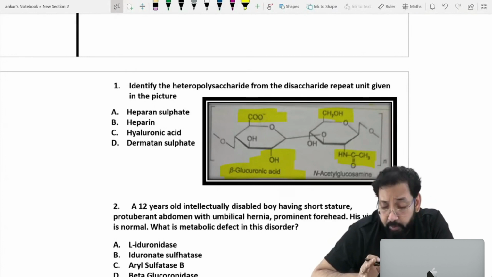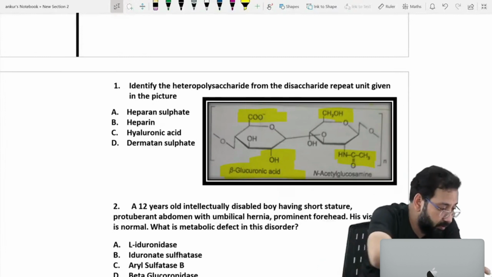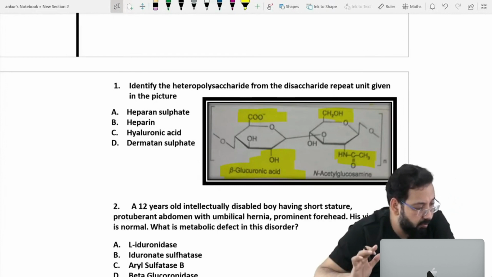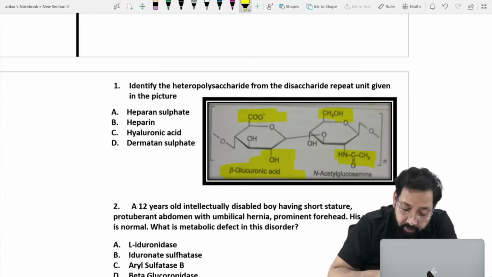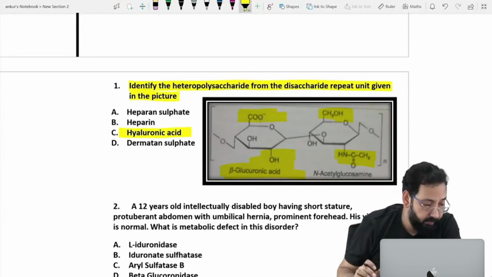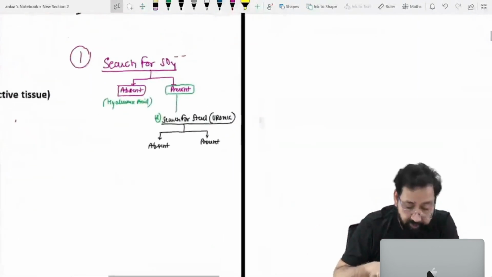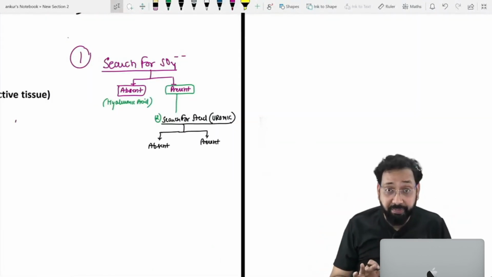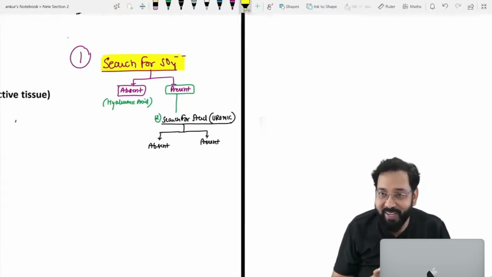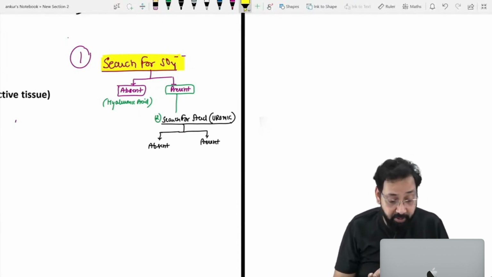So whenever a question is asked, first thing you will search for sulfate. Fewer answers, but anyway, the answer is hyaluronic acid. Clear? Hyaluronic acid. So search for sulfate first. You will not find this mnemonic at any place because I worked a lot on this and then I found it, okay?